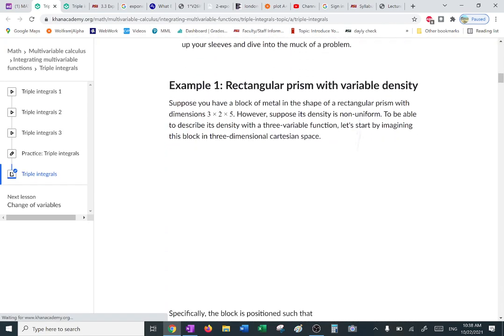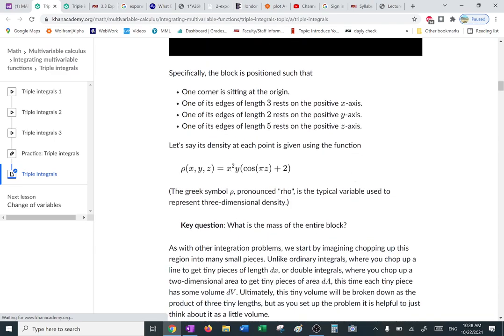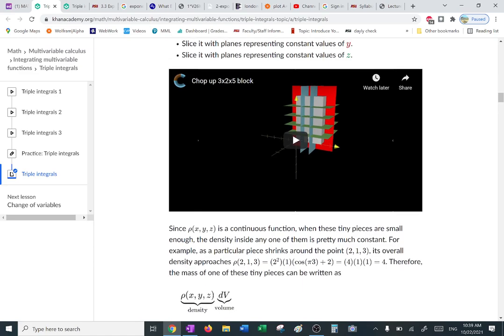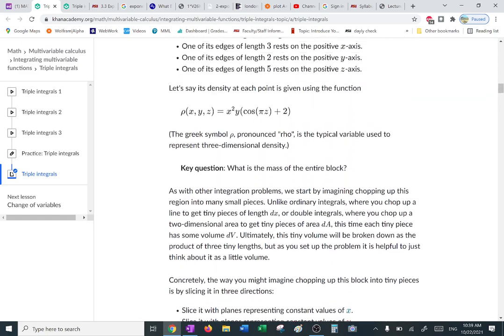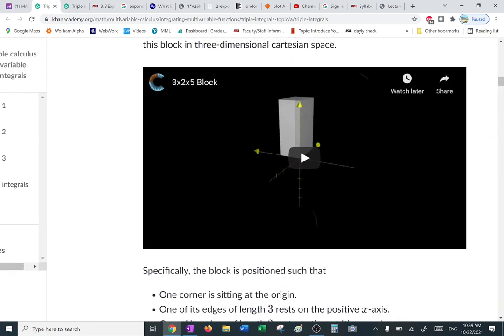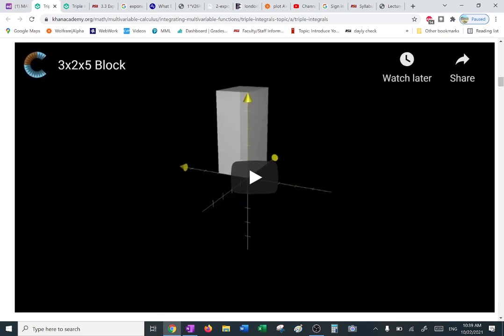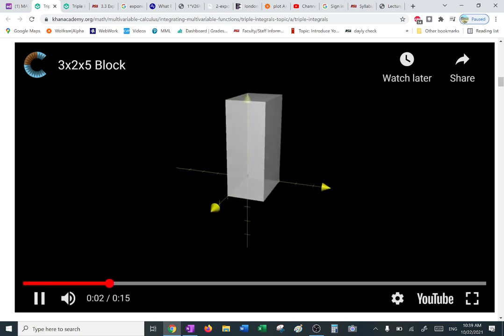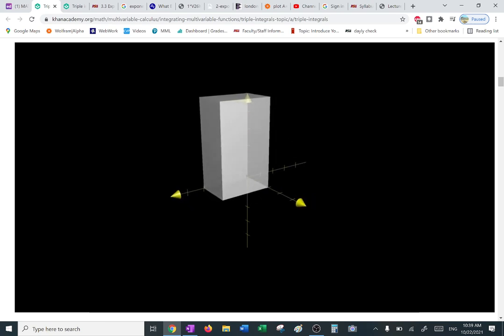Imagine there's a three-dimensional object, and this object does not have the same density everywhere. What if this cube has different density? Say at the corner it has this type of density, and density is changing, maybe because it's heating up. So that's where the physics and engineering comes in. That is where the third integration comes in.